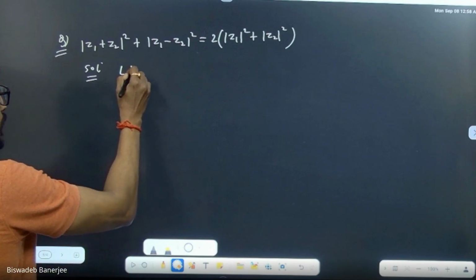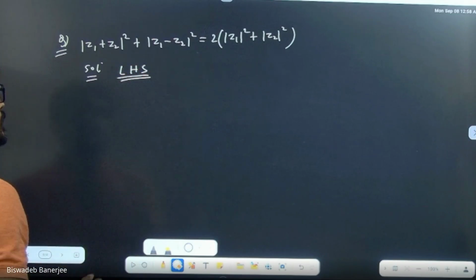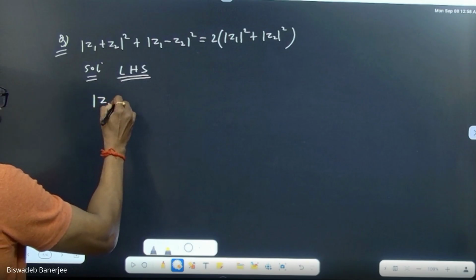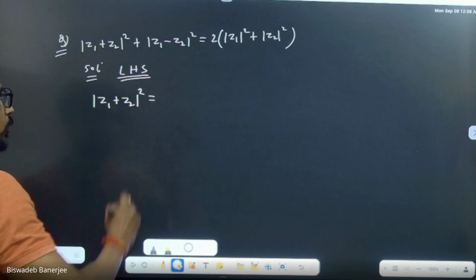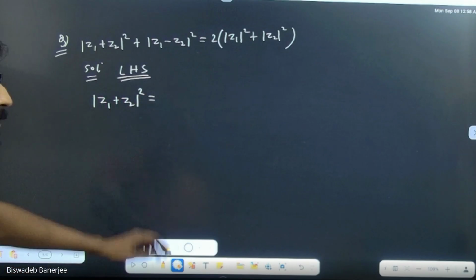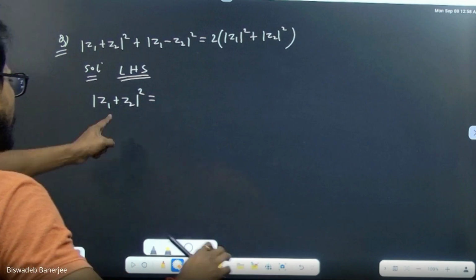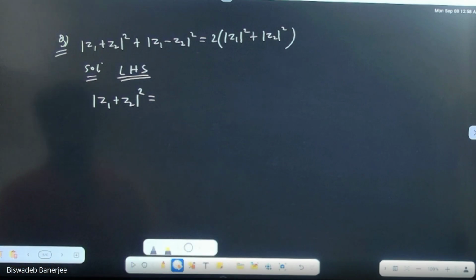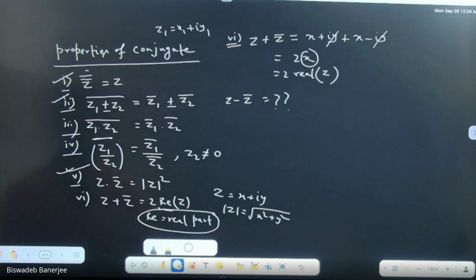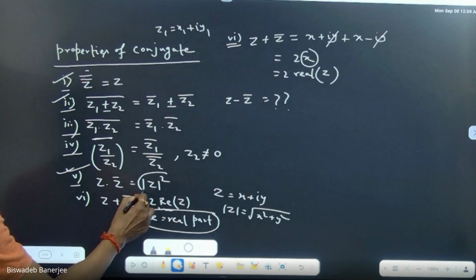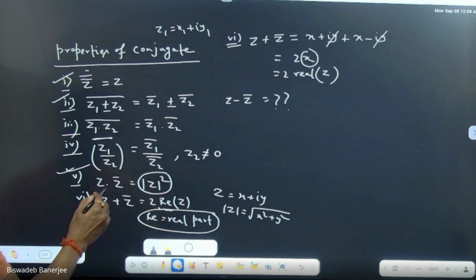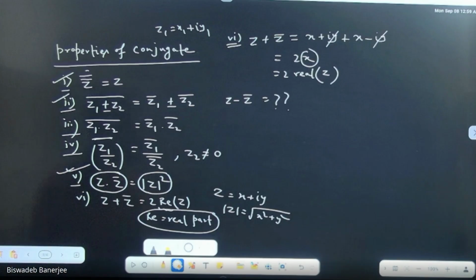We start with LHS. Now, we start with this: mod (Z1 plus Z2) whole square. How we can break mod (Z1 plus Z2) whole square? For this, we shall apply this property. See that mod Z square is equal to Z into Z bar.